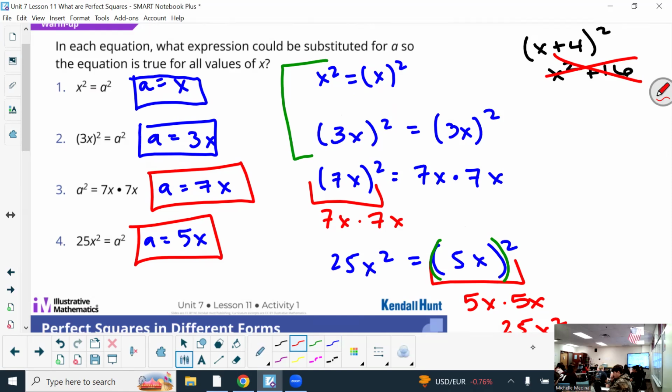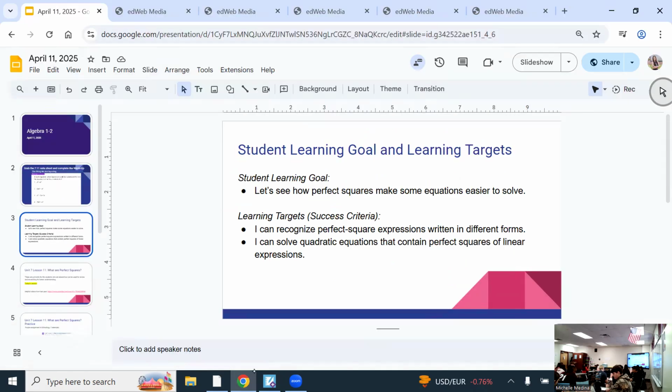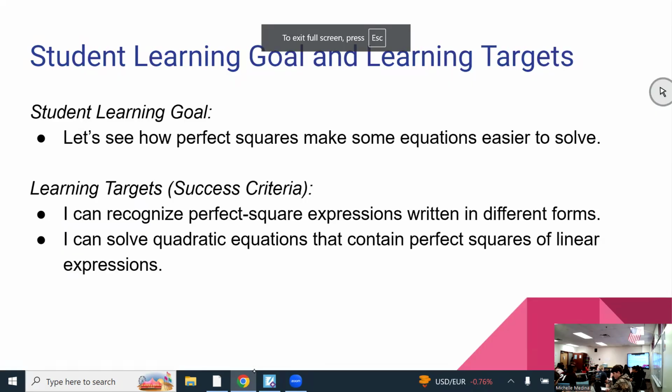Questions? Okay. So the reason why we are doing this is because we have to be able to identify perfect squares. Sometimes it does make it easier to solve than factoring, for example. And on your test, and you can look at the study guide to know what I'm talking about, you will be assessed on identifying perfect squares. Specifically of linear expressions, which I know throws people off, that word linear.